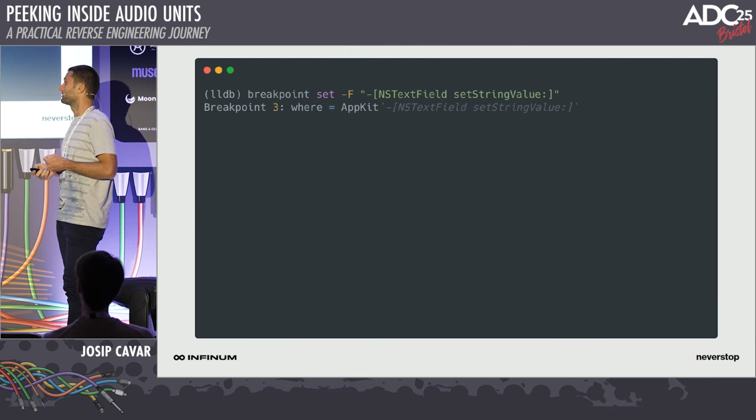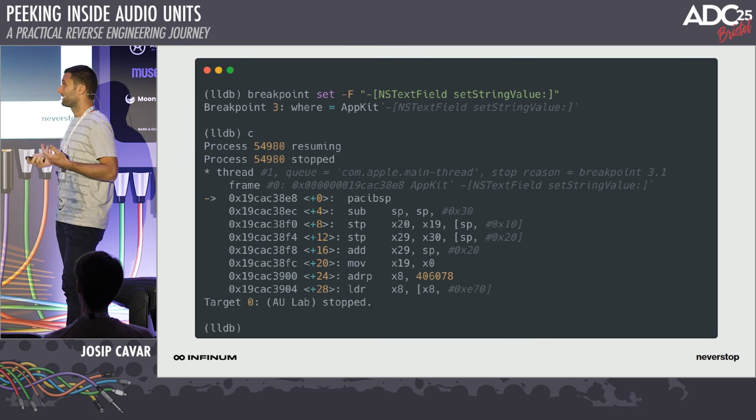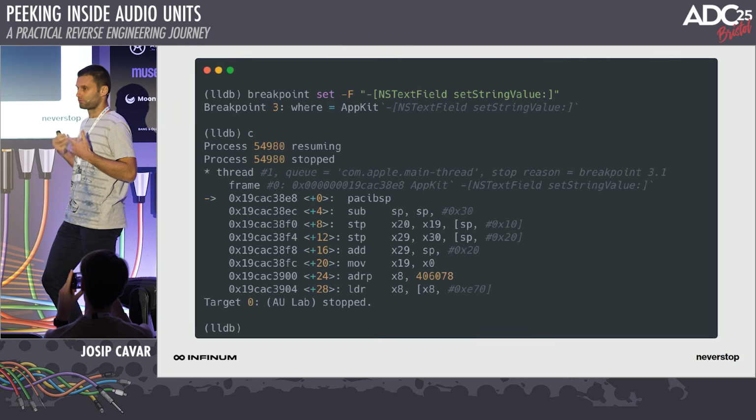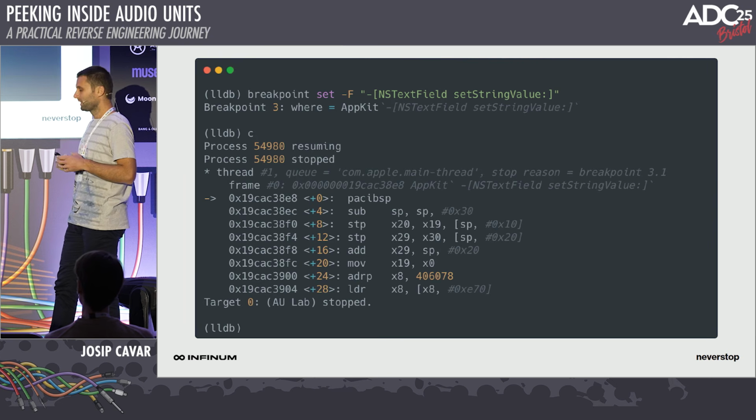So we'll set the breakpoint to setStringValue, and after we continue the process and then play some notes so that the voice count changes, AUSampler will indeed invoke setStringValue with the changed voice count, and we will be stopped in the debugger. So this is great.